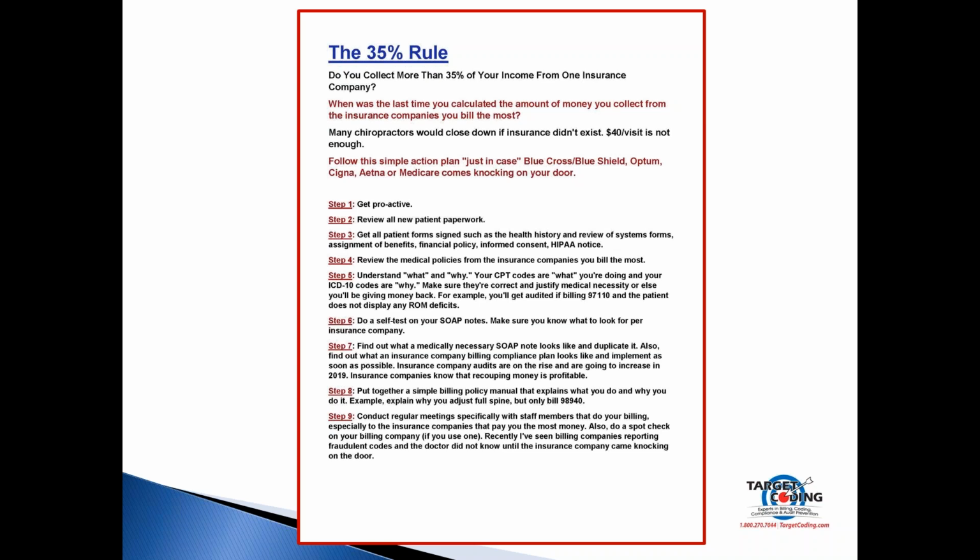Your procedure codes, your CPT codes, are the what you're doing, and your ICD-10 codes, your diagnosis codes, are the why you're doing them. So make sure they're correct and can justify medical necessity, or else you'll have to give money back. For example, you'll have to give money back if you're billing 97110, therapeutic exercises, and the patient doesn't show any range of motion deficits or decreased strength or decreased flexibility or endurance.